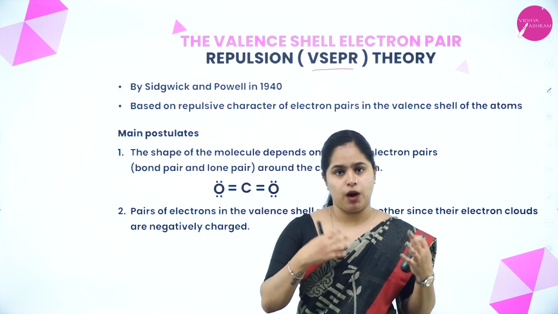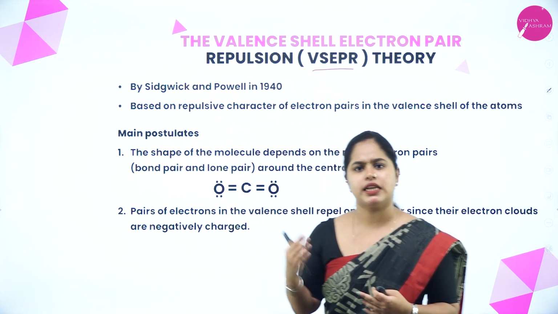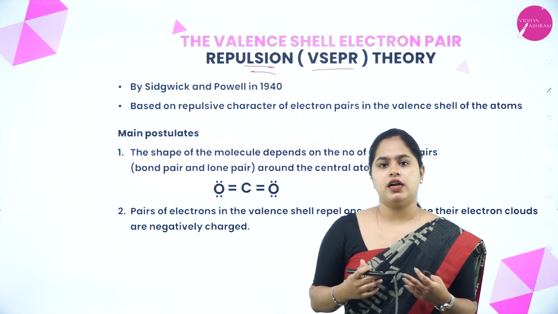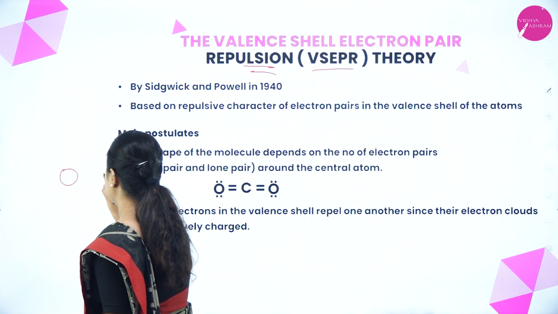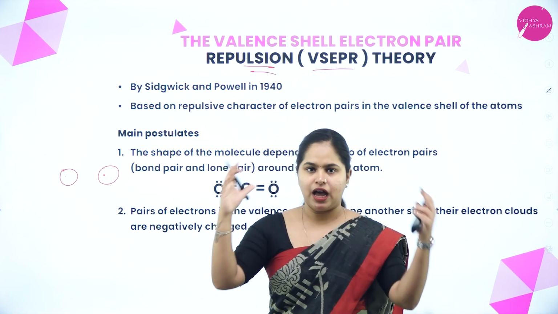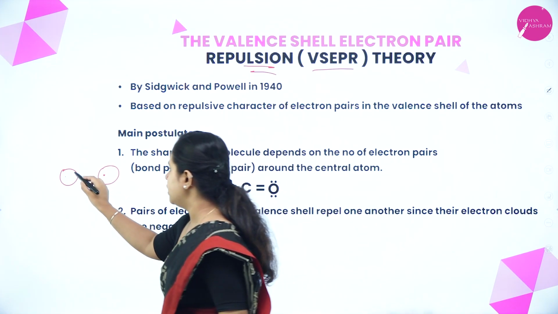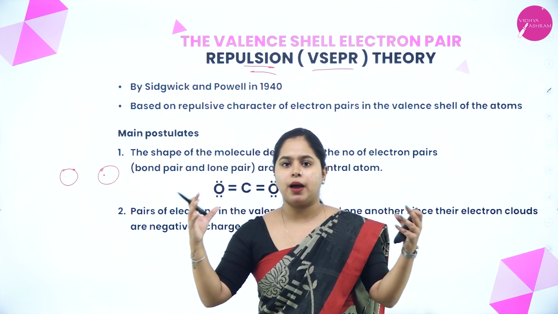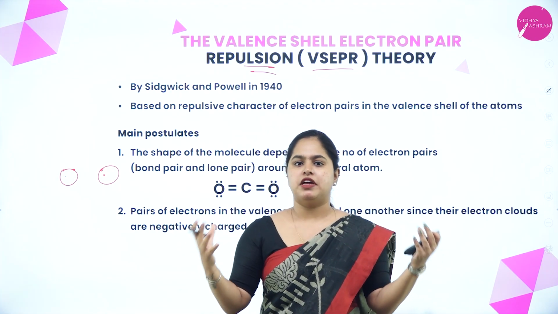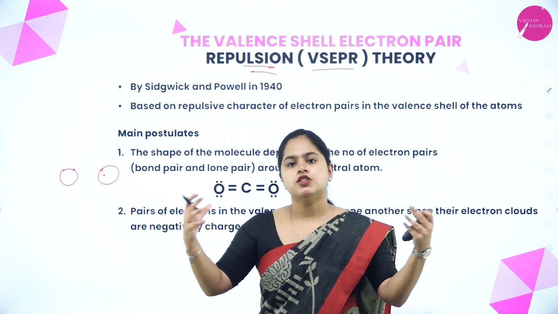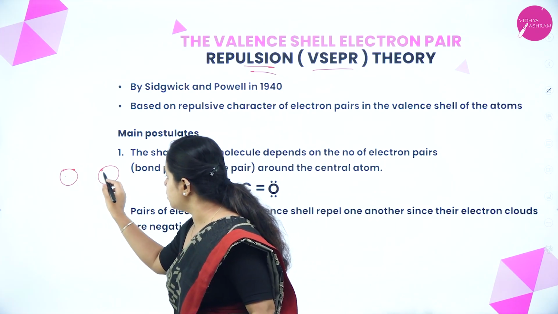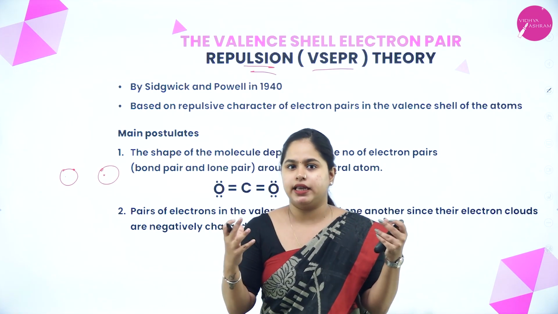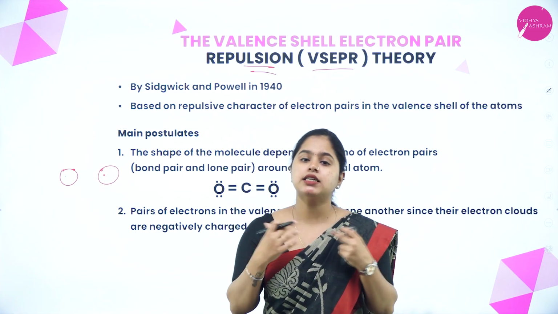Before studying the different postulates of VSEPR theory, as the name says, valence shell electron pair repulsion theory, we know what is happening. Let's consider 2 atoms here. There is a nucleus and there are valence electrons in the outermost shell. What is happening when they come close together? When atoms have to combine, they have to come closer. When they come closer, the electrons present in the valence shells of both atoms start repelling, because both the electrons are negatively charged.